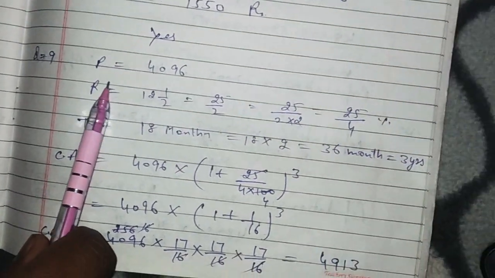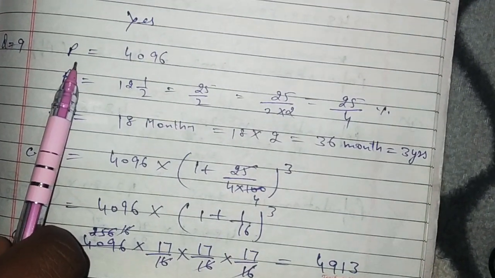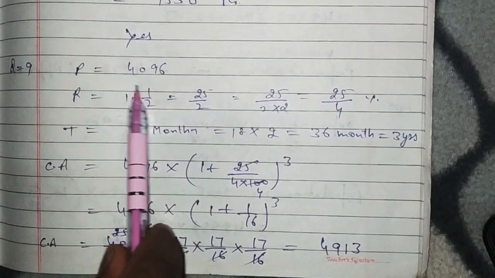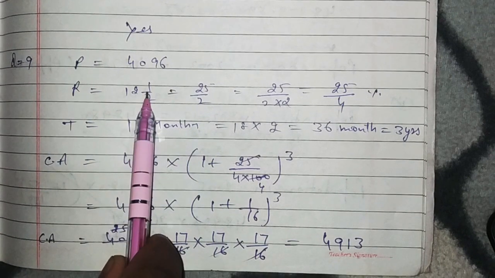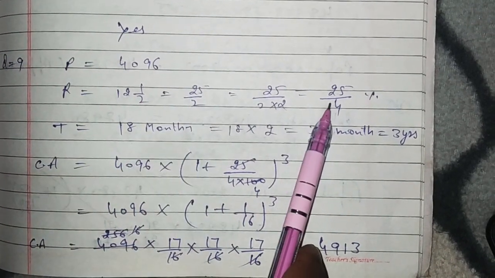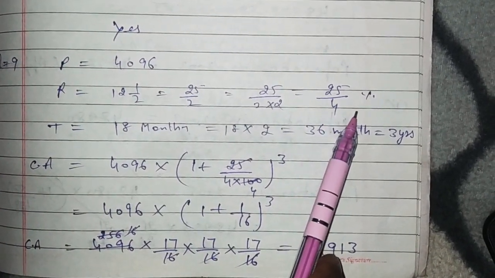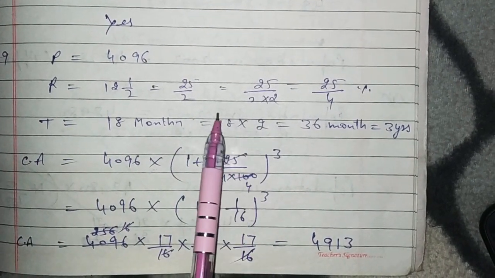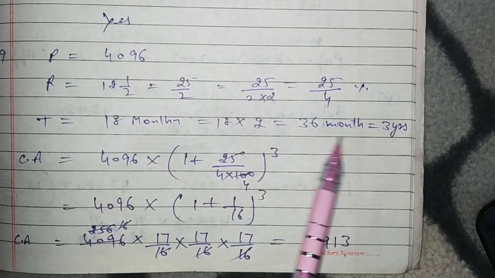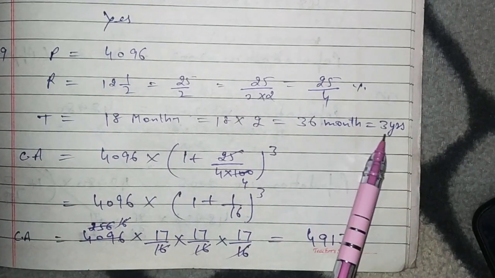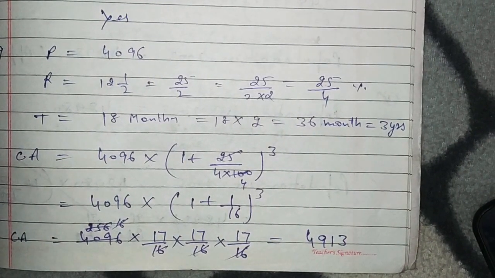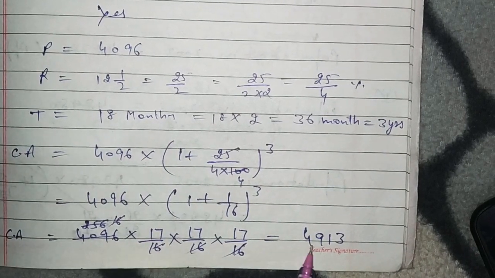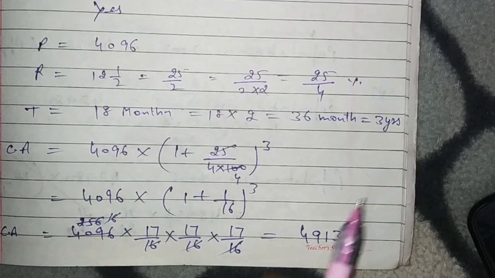Now in the ninth question, find out the amount which Ram will get on rupees this. So principal is this, R is 12.5, that is equal to 25/4%. T is 18 months, so multiply it by 2 as interest is compounded half yearly. So you will get 36 months, that is equal to 3 years. Now put the respective values and solve it, you will get amount is 4913.